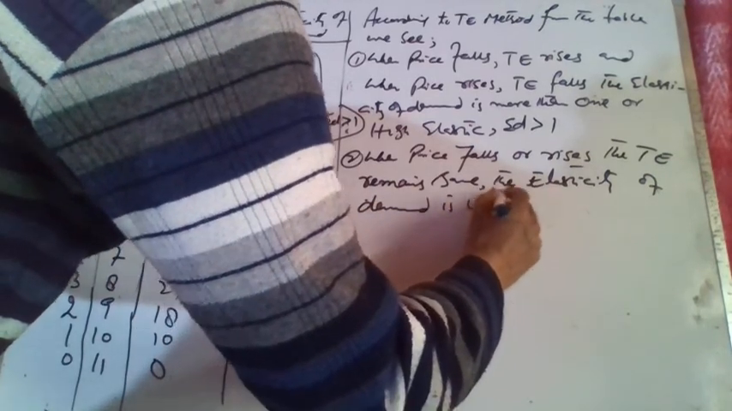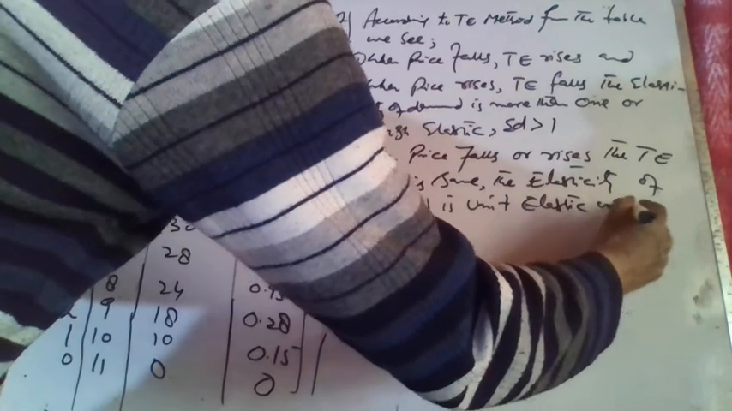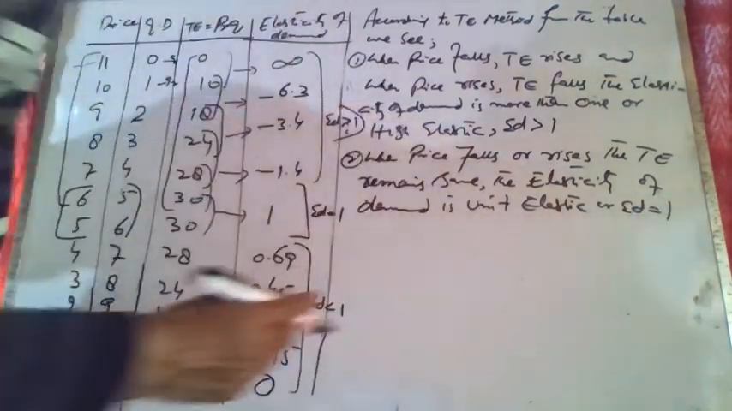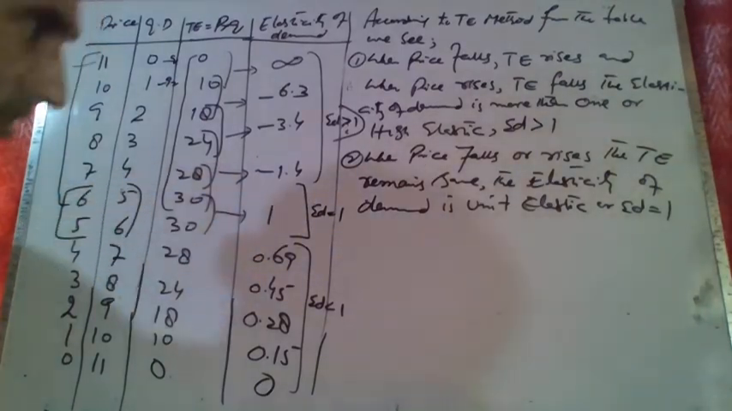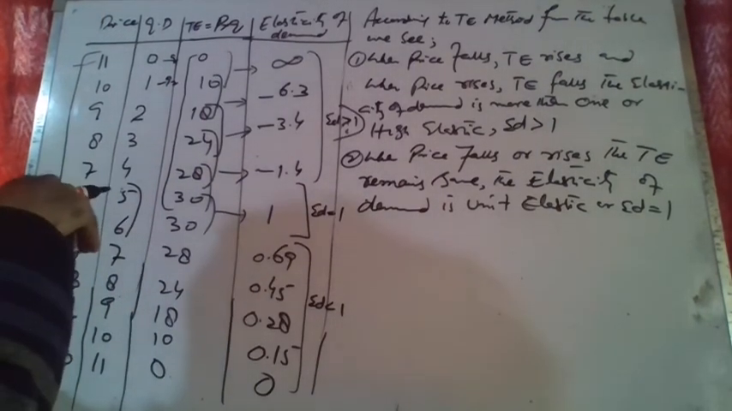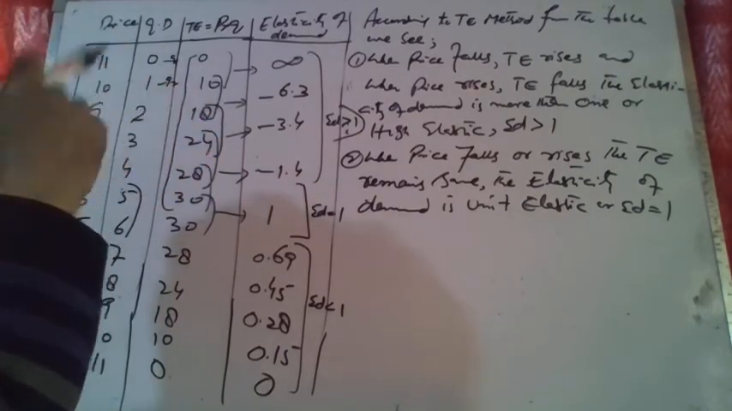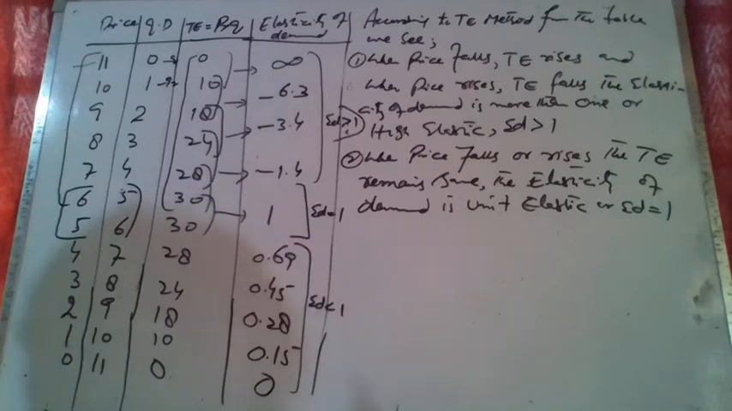The elasticity of demand is unit elastic. Demand is unit elastic, or elasticity of demand is equal to 1. So whether price falls or rises, when total expenditure remains the same due to price fall or rise, the elasticity of demand is unit elastic.